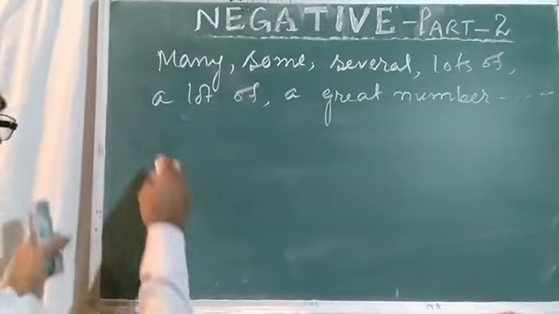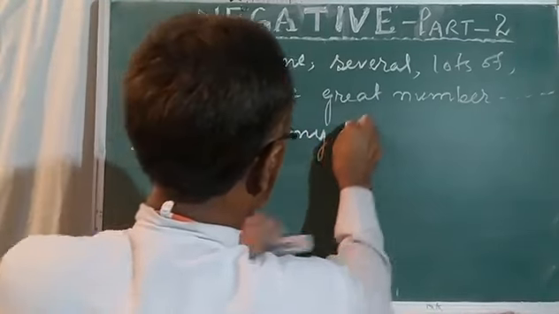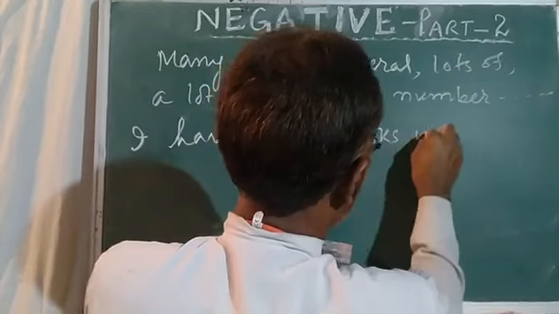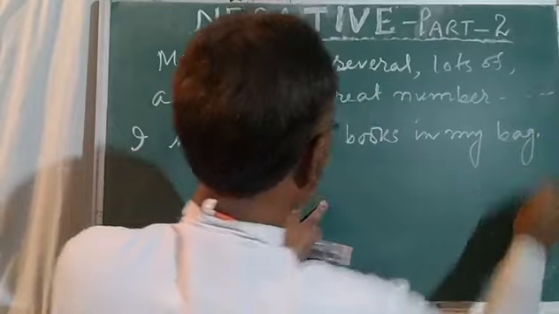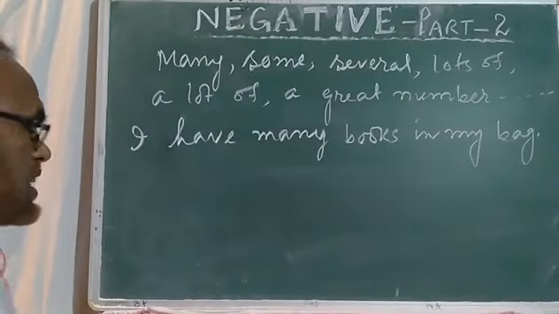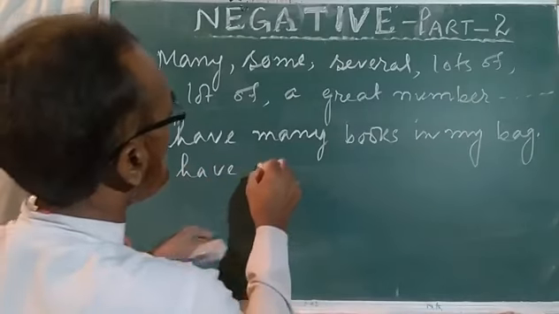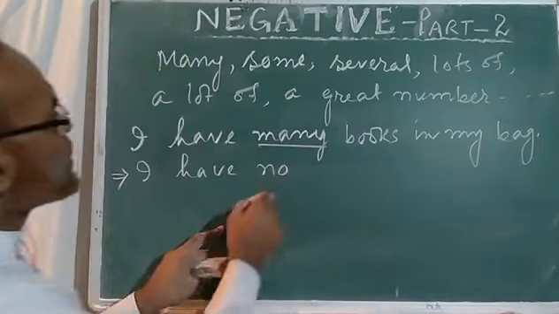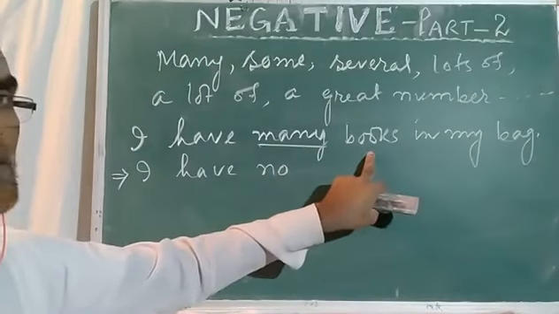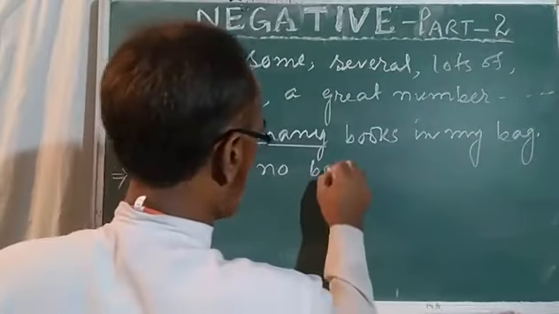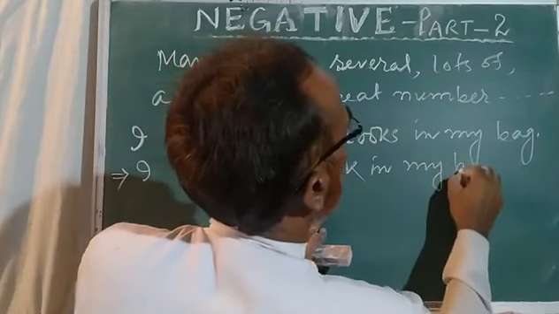That is, I have many books in my bag. We have to do I have no. In place of many, we will write no. And after no, the noun will be in similar number. That is, I have no book in my bag.